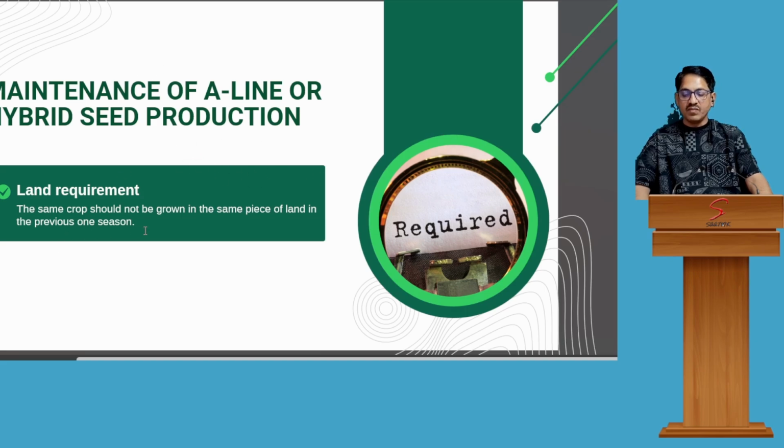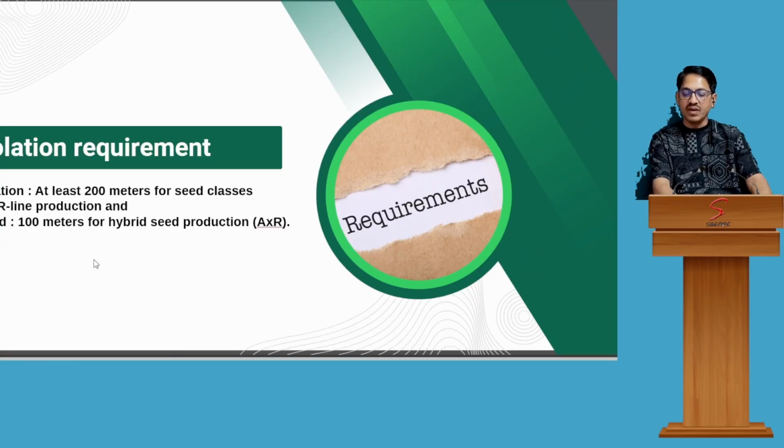For this, land requirement is one criterion. The same crop should not be grown in the same piece of land in the previous season to avoid volunteer plants. The second is isolation requirement. As we have discussed, isolation requirement is just for maintaining and producing high quality, genetically pure seeds. In that angle, in case of foundation seed production, we have to maintain the isolation distance of at least 200 meter, where we are maintaining A line, B line, and R line.